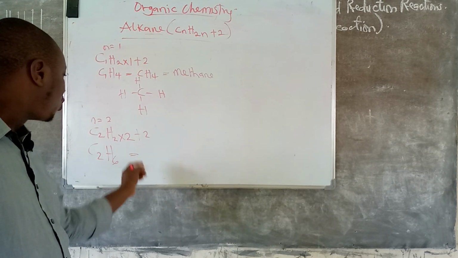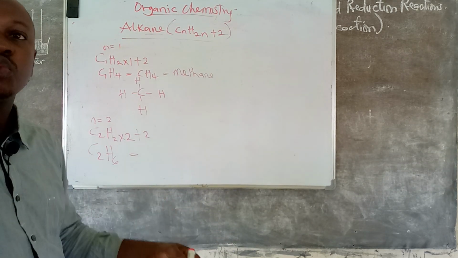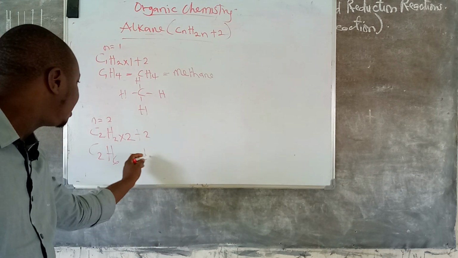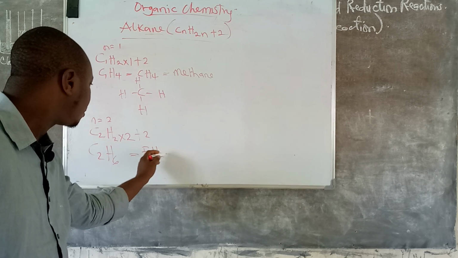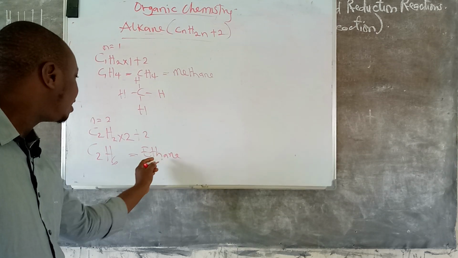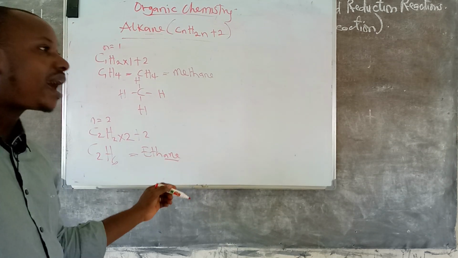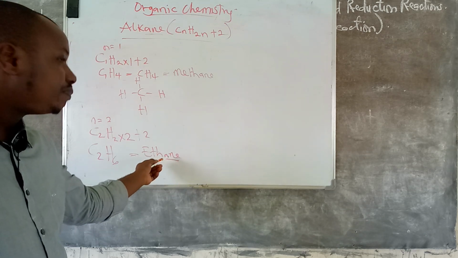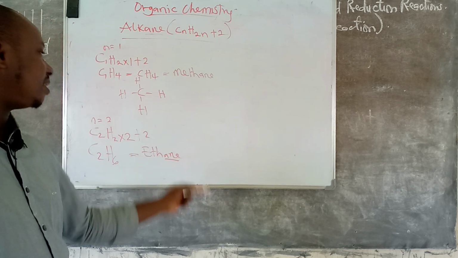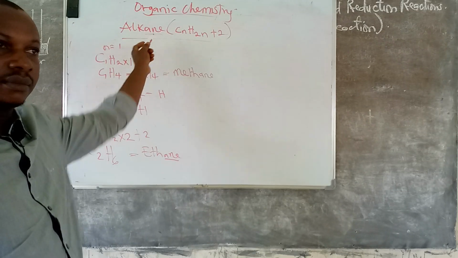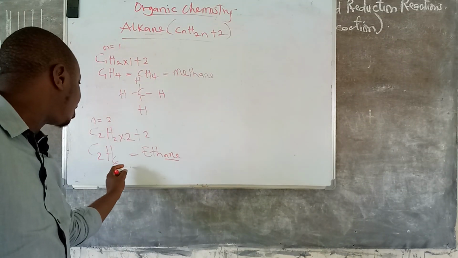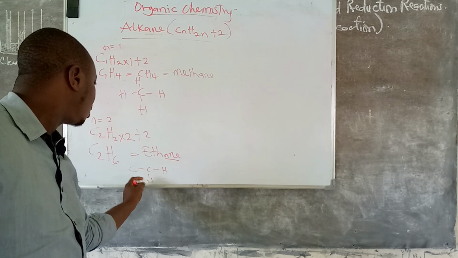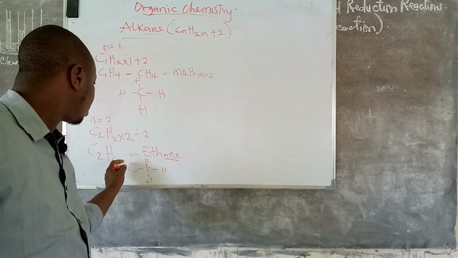And the name will be what? Don't forget that when we have two carbon atoms, the prefix is what? Eth. So the name is what? Ethane. It will always take the suffix of the parent. Remember, when I was writing the prefixes, I was putting a hyphen. That suffix that will come is ane from the parent. Ethane, and the structure is two carbon atoms and now 6 hydrogen atoms.